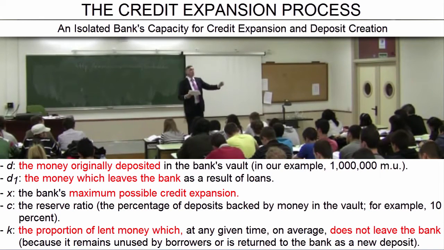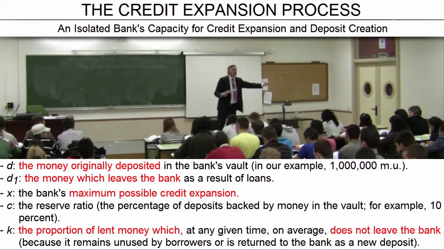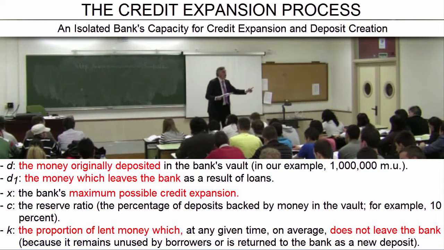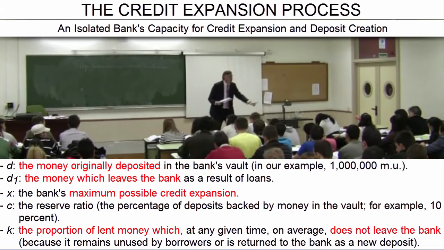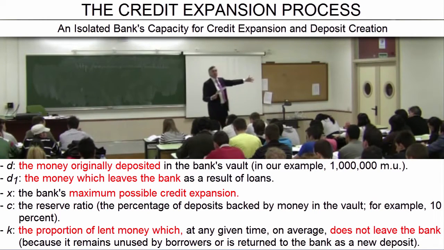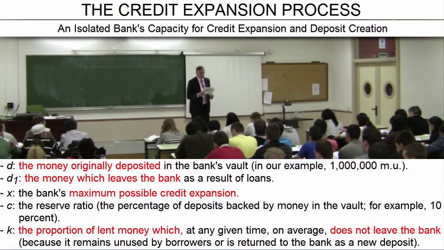Company Z may not pay out all of the money. It may use only 80% of 900,000. Or it may pay out the whole amount. And yet 20% of the people who receive the money may deposit it back in the same bank because they are customers of that bank.